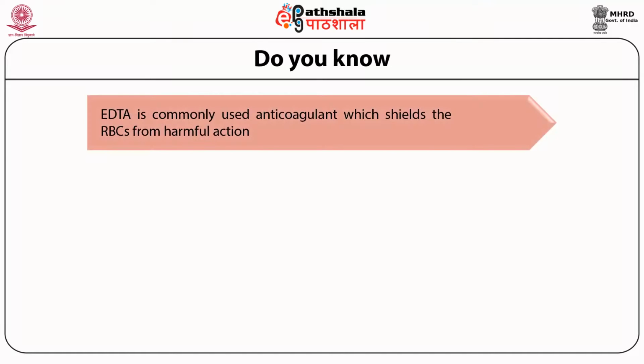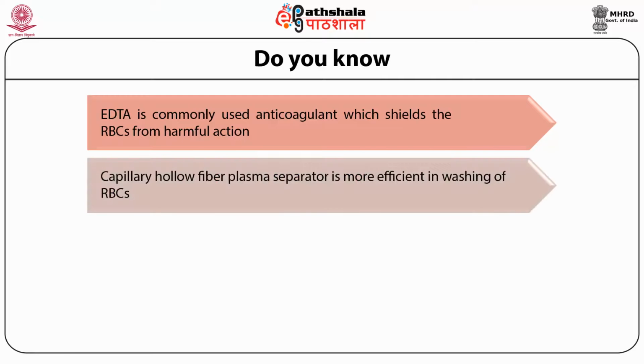Ethylene diamine tetraacetate is a generally used anticoagulant which protects the red cells from harmful action. Although a number of anticoagulants are being used which protect the RBCs from harmful action, the capillary hollow fiber plasma separator is more efficient in washing of red cells. We normally use buffers to wash the RBCs.